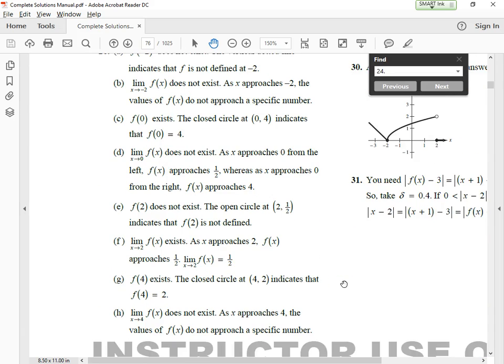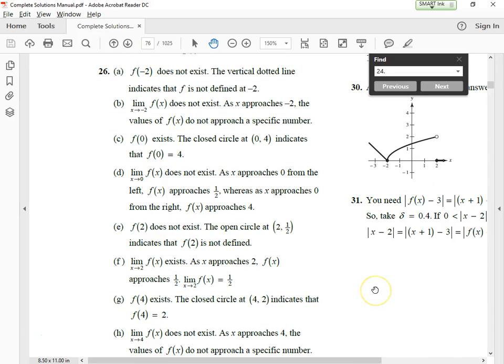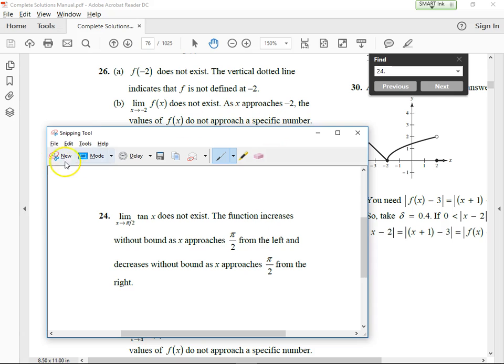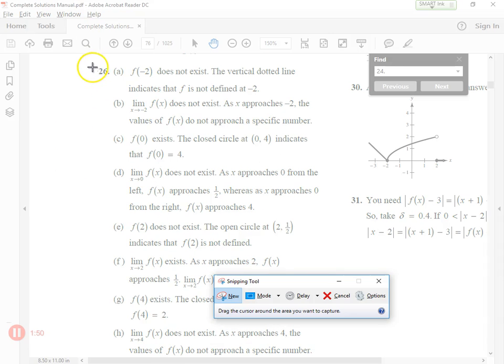26 has a lot of stuff going on. Let me freeze the screen. You had a lot of different limits. Was it one of those big old graphs you had to analyze? Yes. Okay, let me give you a second. Letter A was DNE because it wasn't a limit. It was the function. The function does not exist on letter A.